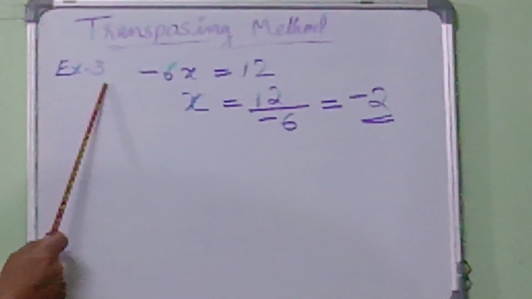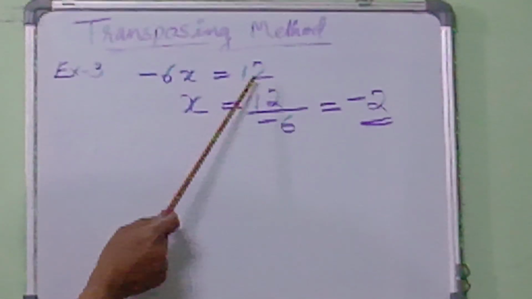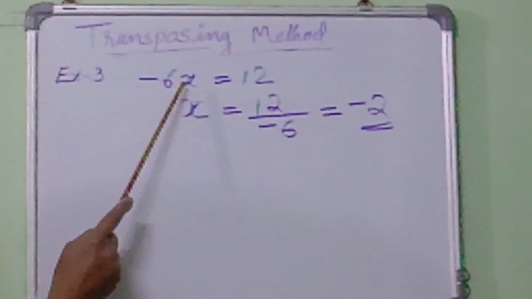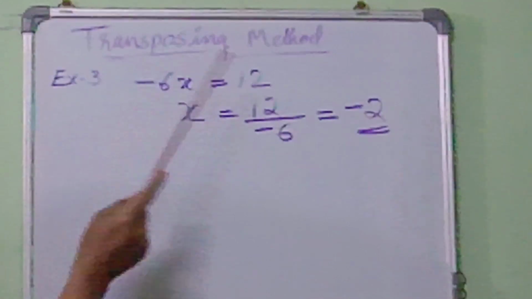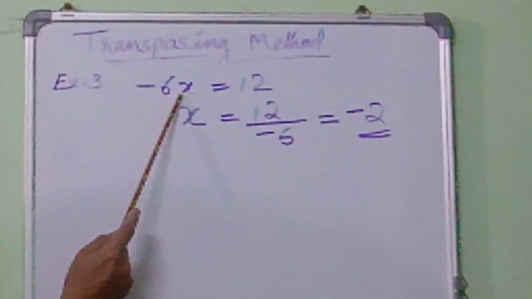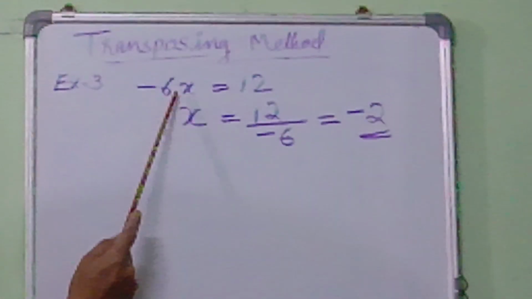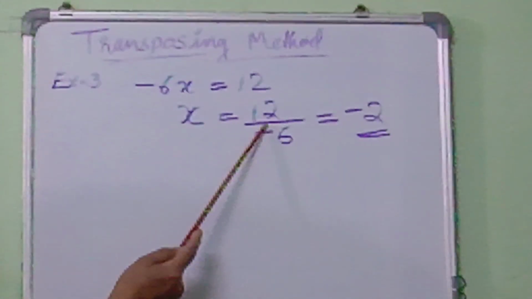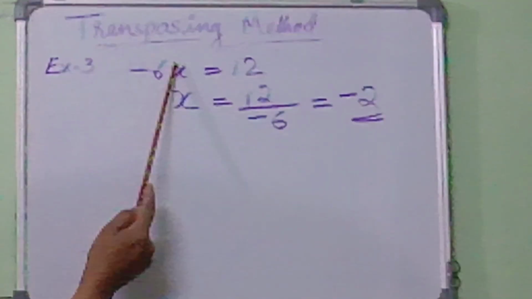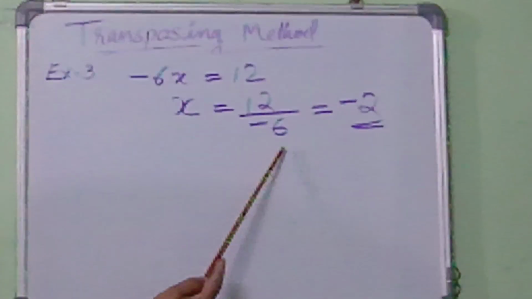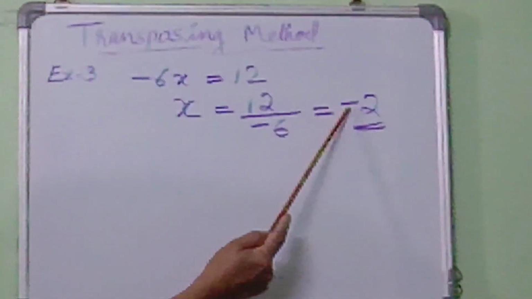Here is another example: minus 6x equal to 12. To find the value of x, we have to transfer this minus 6 to the other side. And what is the operation between them? Multiplication. So multiplication will become what? Divide. So minus 6 will become divide here: 12 upon minus 6. And after cancellation, what is the answer?